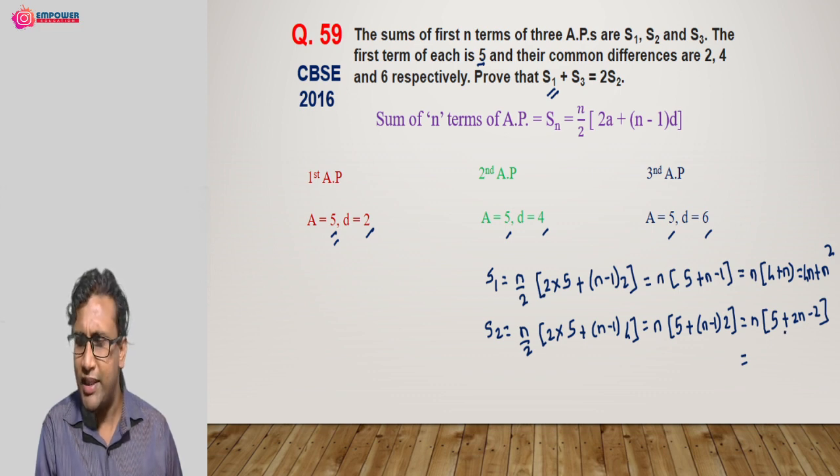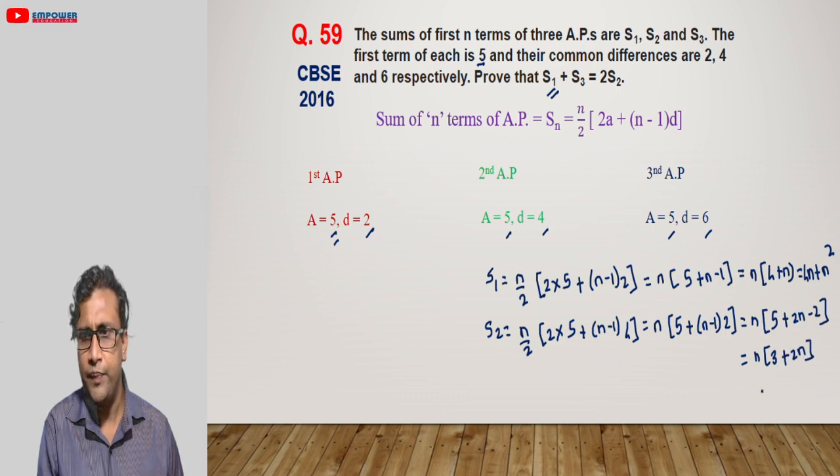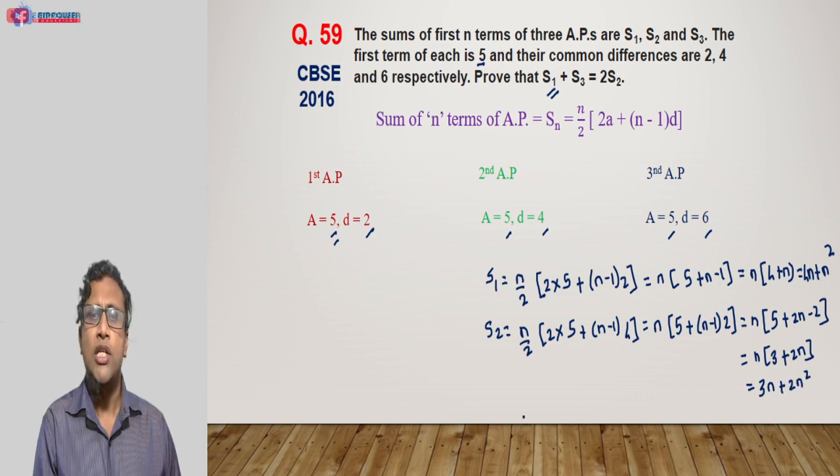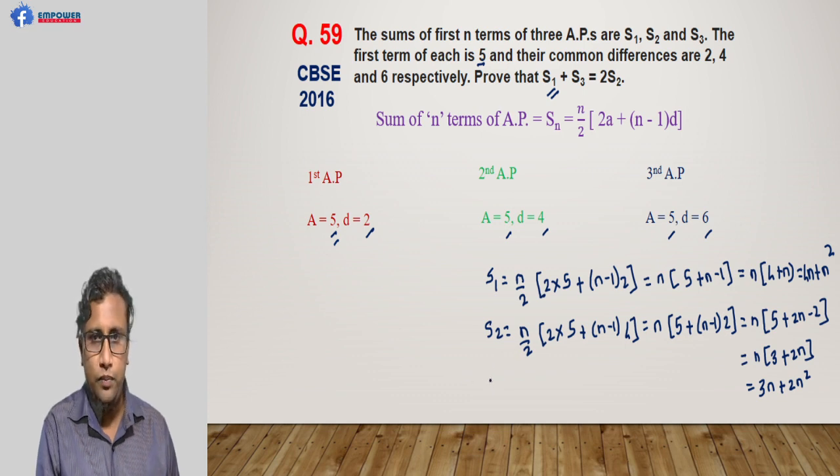So this becomes 3 plus 2n, so I can say n into 3 plus 2n. Good. What happens then? This is 3n plus 2n square. So I also got S1 and S2. Let's calculate S3 now.